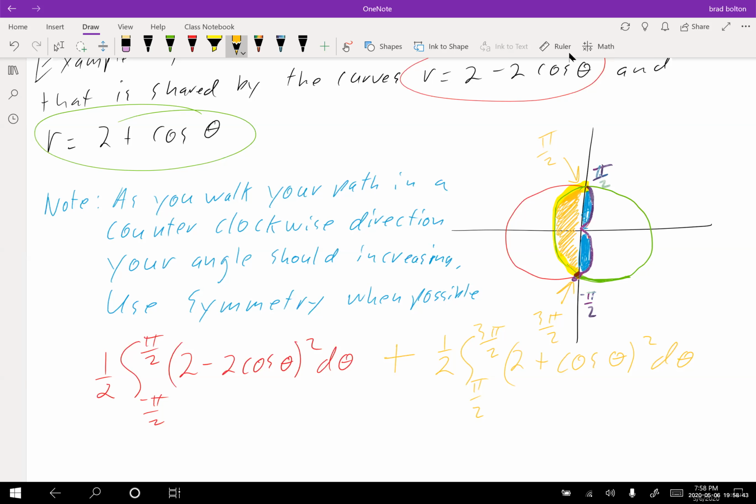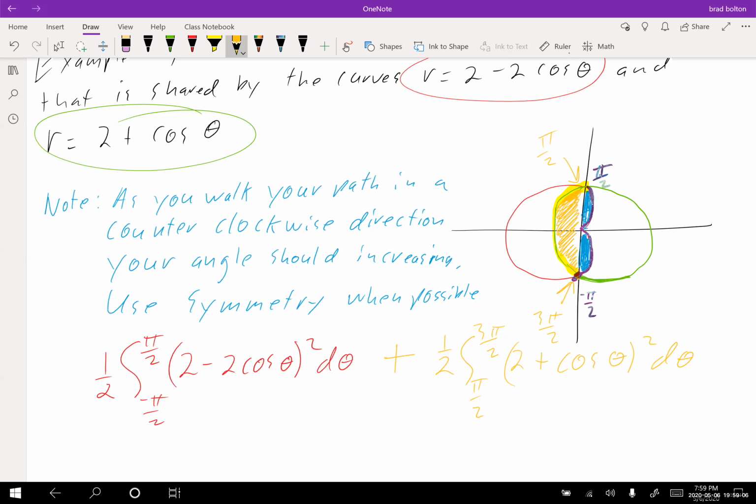Now, as you can see, this would be a little bit of a beast, because you're going to have to do 2 minus 2 cosine theta, square that, FOIL that out, 2 plus cosine theta, square that. And in the past, we would try to combine our two integrals to make some nice clean integral. However, because these are using different angles for our limits of integration, we can't.